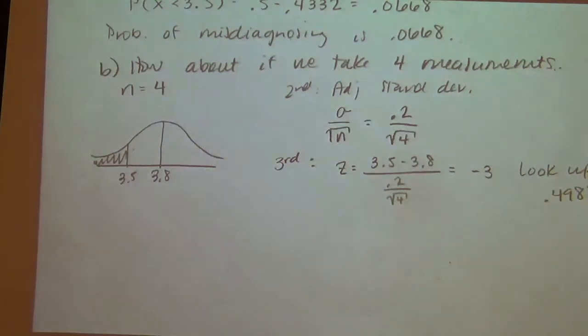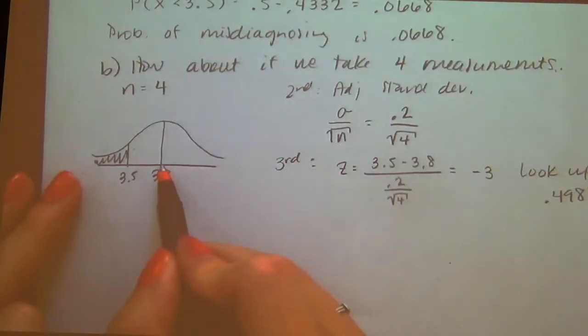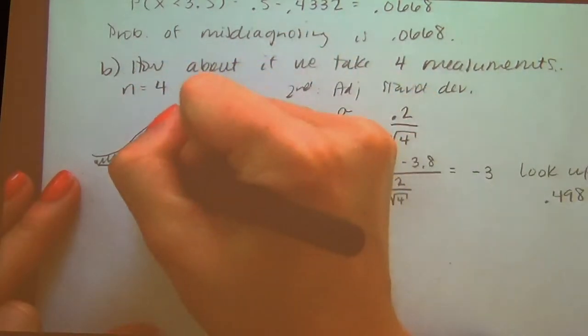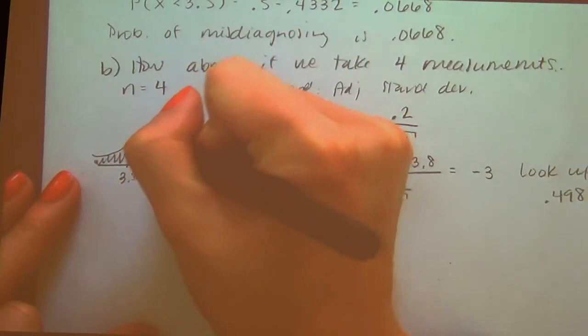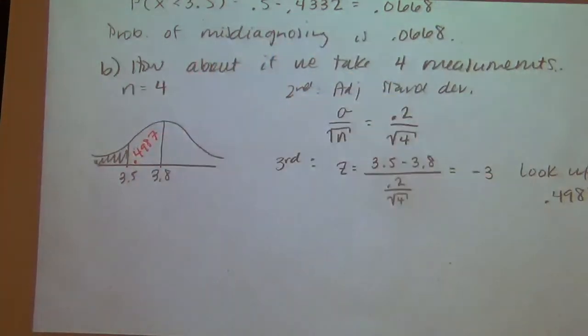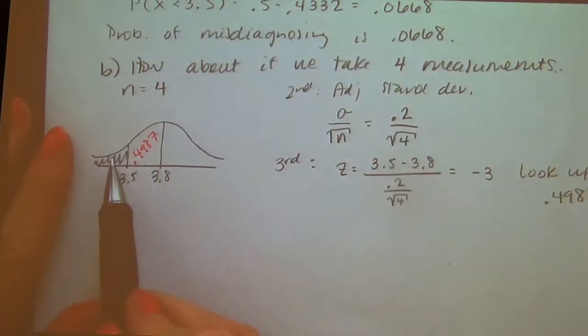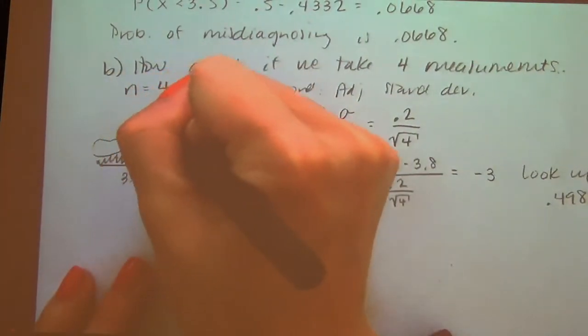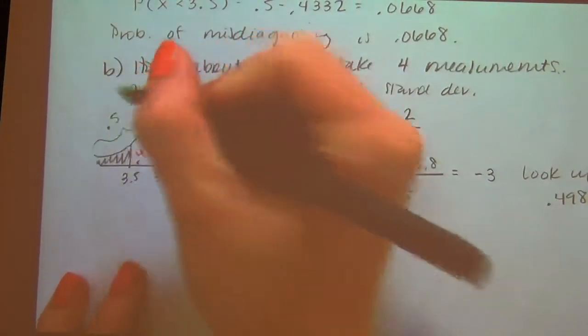Okay, so what this tells me is when I'm in between 3.8 and 3.5, if my z-score is -3, this little probability is 0.4987. Okay, I know that I want this shaded region right here. So this guy here is 0.5 because it's half of the bell curve.